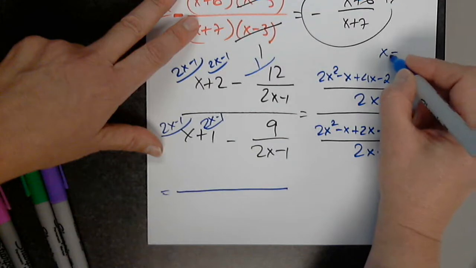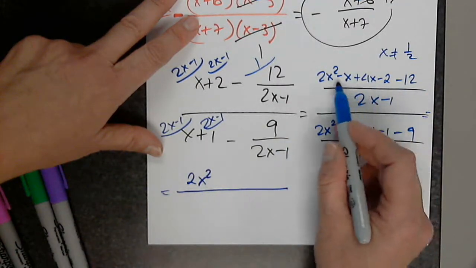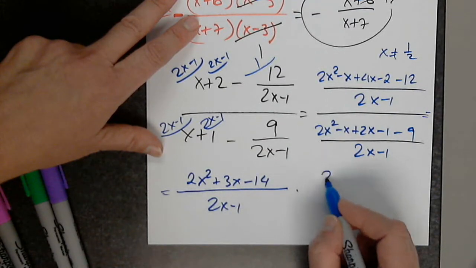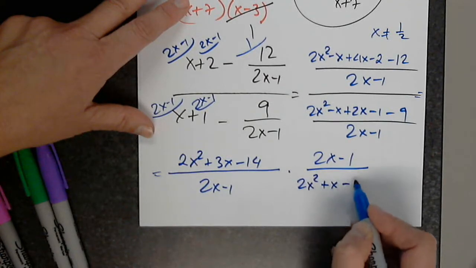Of course, x cannot be 1/2. So the numerator is 2x squared plus 3x minus 14 over 2x minus 1 times 2x minus 1 over 2x squared plus x minus 10.